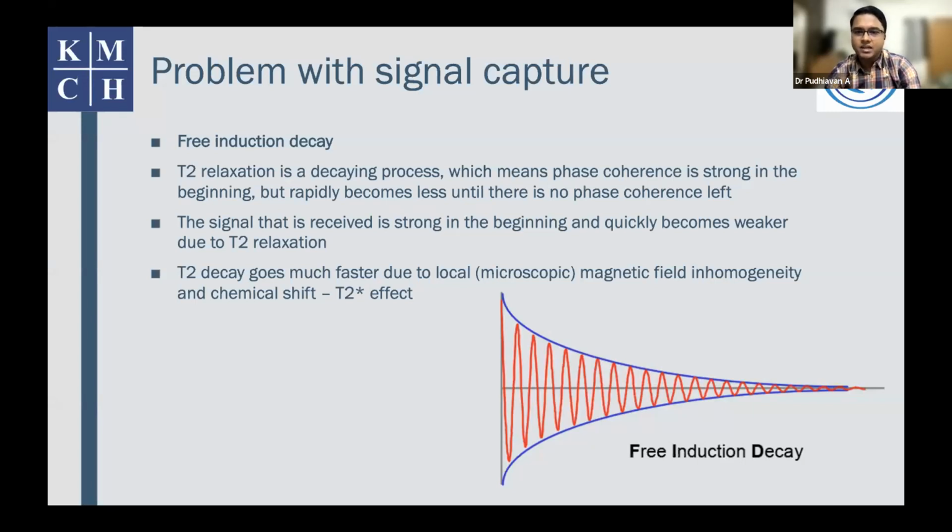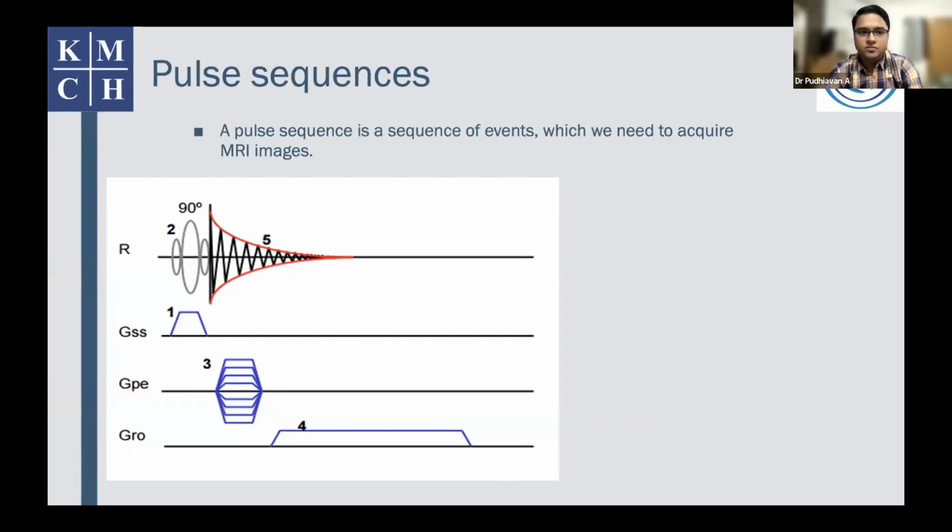And this magnetic field inhomogeneity causes a T2 decay that is much faster than the theoretical free induction decay that we will be seeing. This is called the T2 star effect, which is nothing but the accentuated T2 decay of the protons in the presence of environmental microscopic field inhomogeneities and chemical shifts. So we saw the problem. To overcome this problem, we use something called pulse sequences.